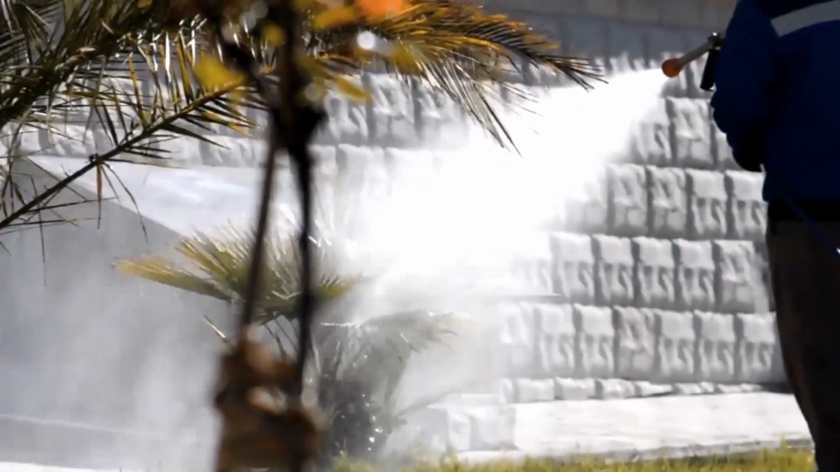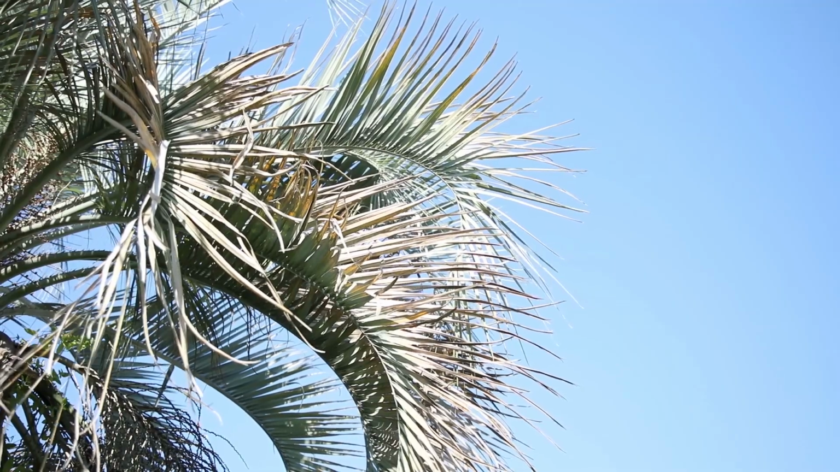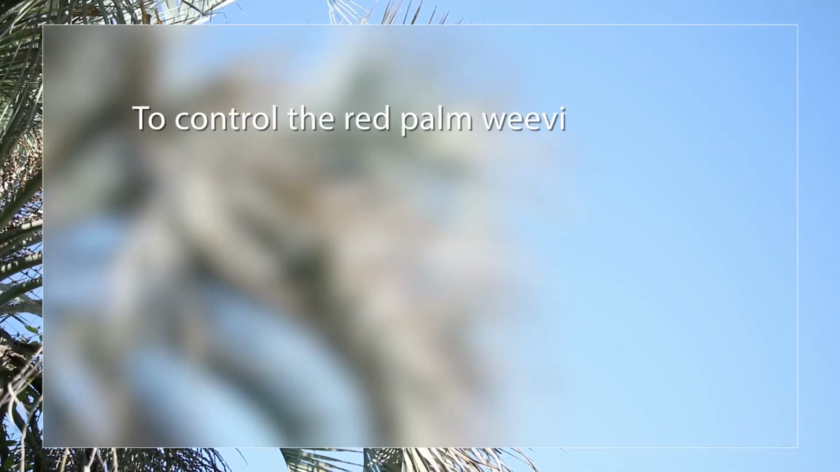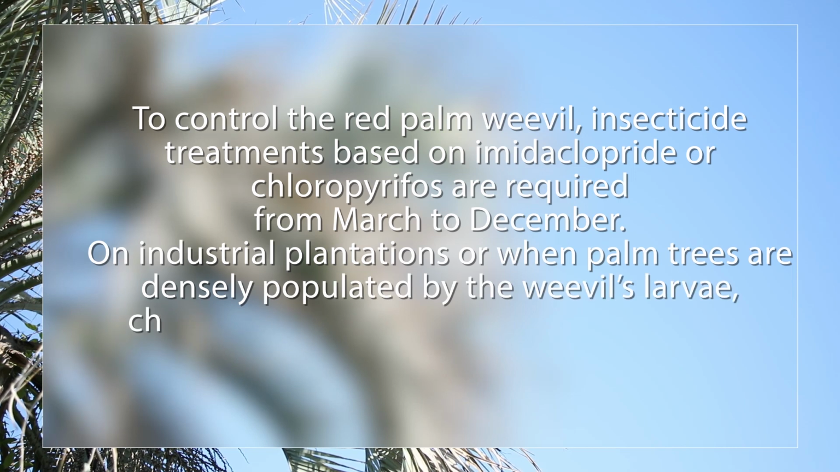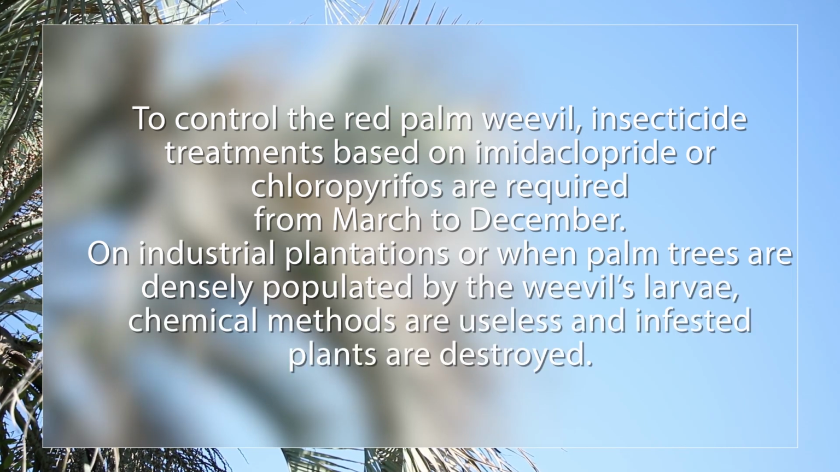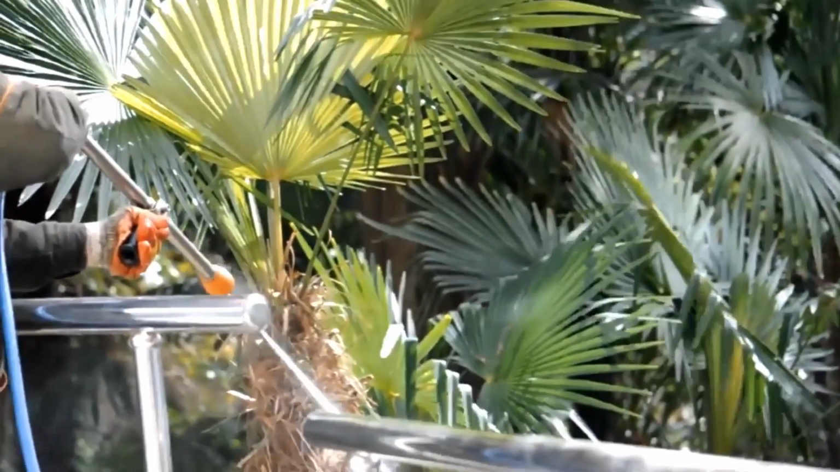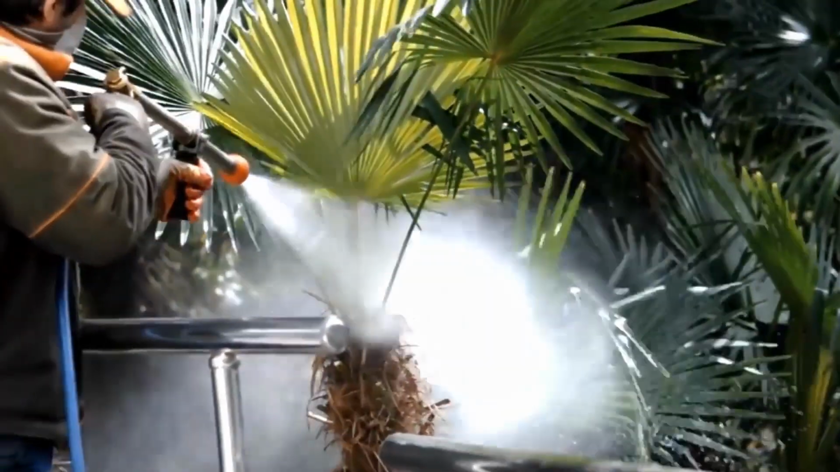To control the red palm weevil, insecticide treatments based on imidacloprid or chlorpyrifos are required from March to December. On industrial plantations or when palm trees are densely populated by the weevil's larvae, chemical methods are useless and infested plants are destroyed.